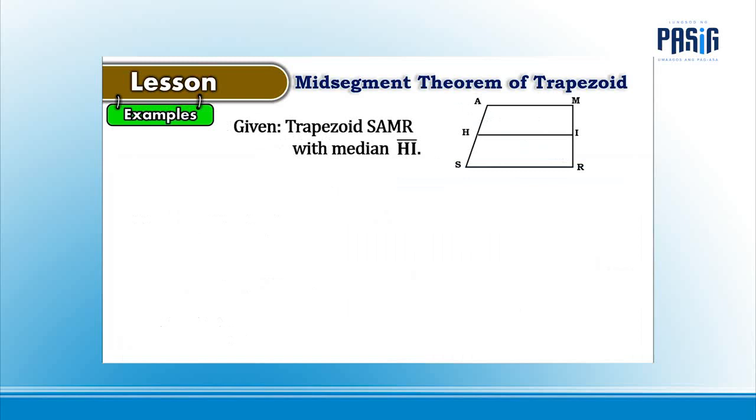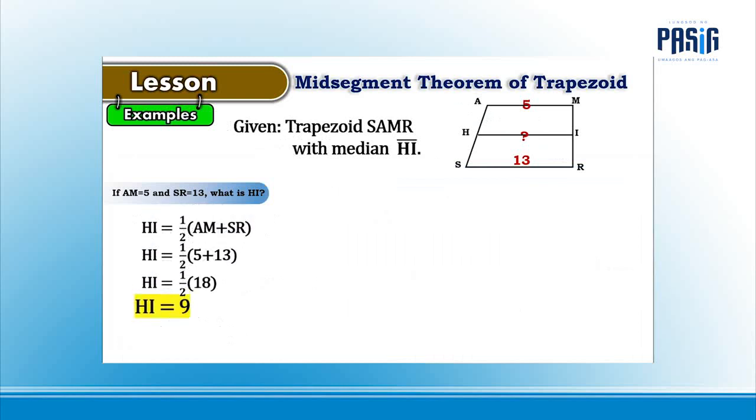Let's have illustrative examples. If AM is equal to 5 and SR is equal to 13, what is the measure of HI? Using the mid-segment theorem of trapezoid, we have HI is equal to 1/2 of the sum of AM and SR. Substituting the given details, we can have HI is equal to 1/2 times the sum of 5 and 13. Simplifying this, we can obtain the length of HI which is equal to 9.